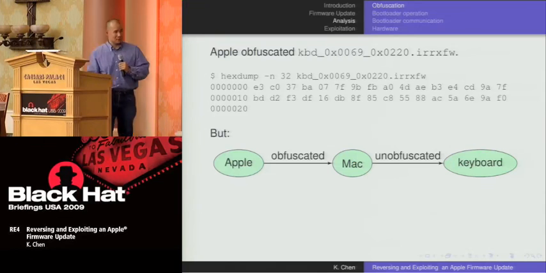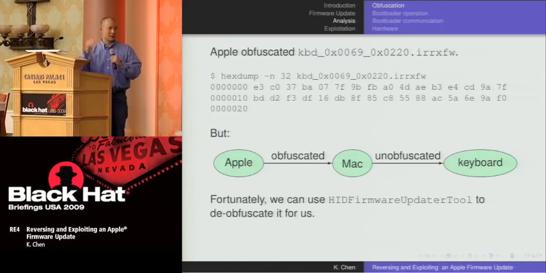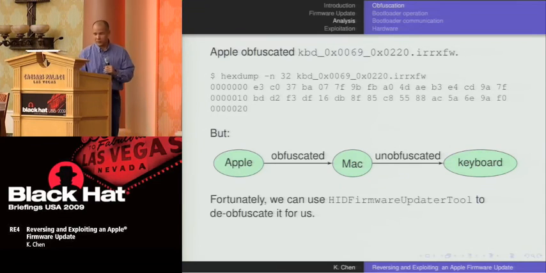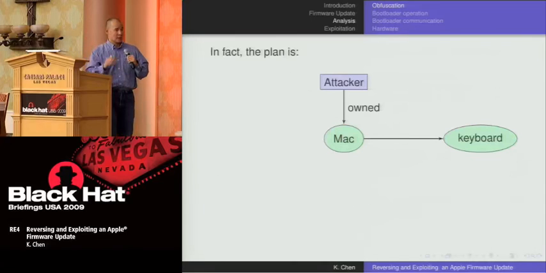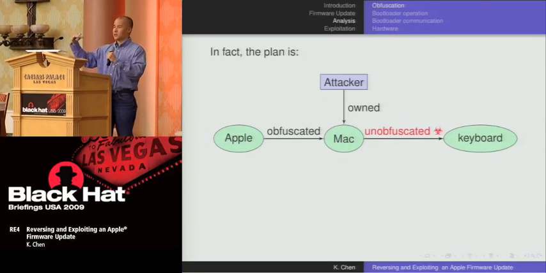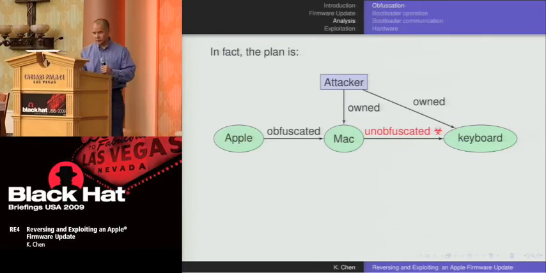So that's what Apple did. What we can do is use this HID firmware updater tool to unobfuscate Apple's firmware update. And so the plan is, we've owned this Mac, and then we take Apple's obfuscated firmware update and modify the unobfuscated firmware update, put our Trojan in there, and then send it to the keyboard. That's our plan. Then when we do that, the keyboard also gets owned. So we own the Mac, then we own the keyboard.